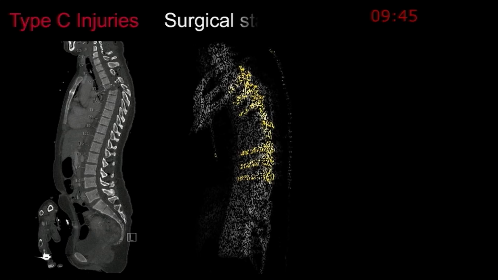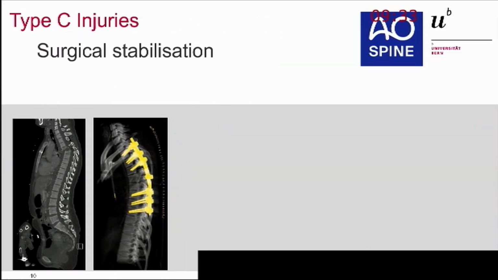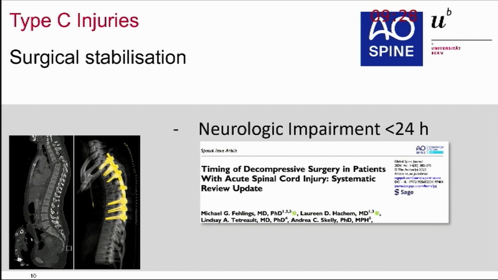So I'm going to show you some cases, and type C injuries, they need surgery. So like in this patient, devastating injury, he fell from 3 stories as a construction worker, type C injury. I did posterior fusion with decompression, and surgical stabilization is warranted. And how do we treat those patients?